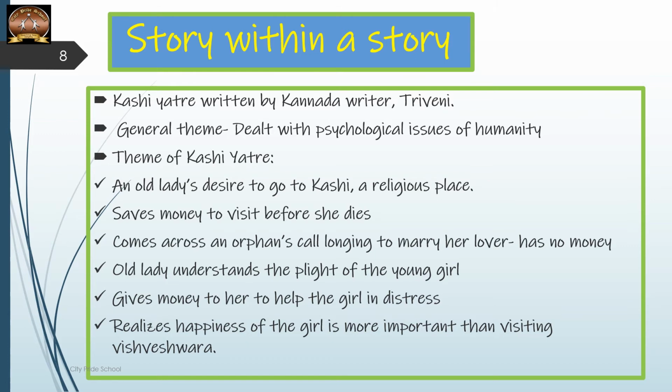So once she comes across an orphan who longs to marry her lover but has no money to marry. Then, after some time, the old lady understands the desire and the need of the young girl. So she gives all the money which she had kept as a saving to the girl and helps her get married. So by this gesture, she shows that her visit to Kashi is not as important as the desire of this orphan girl to marry her beloved.